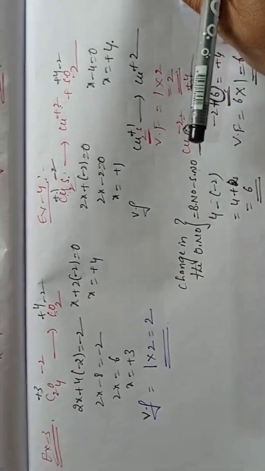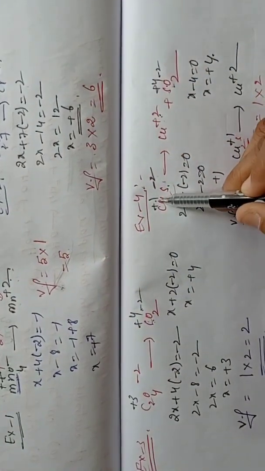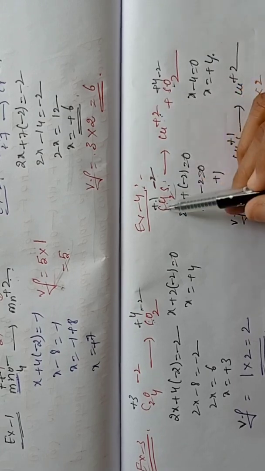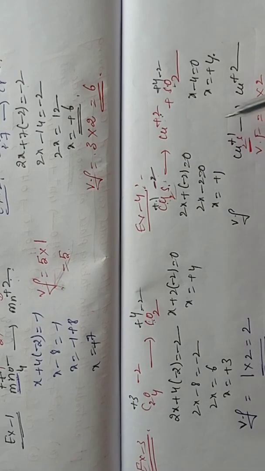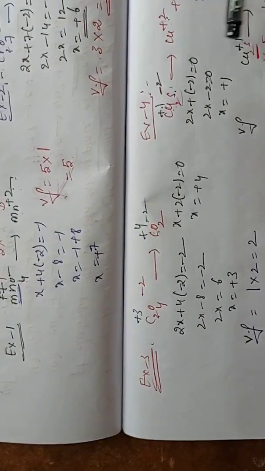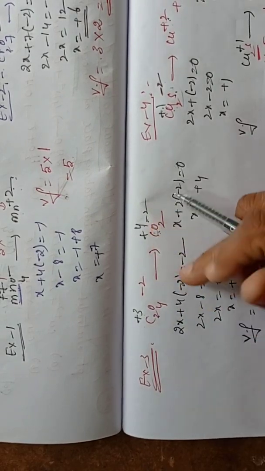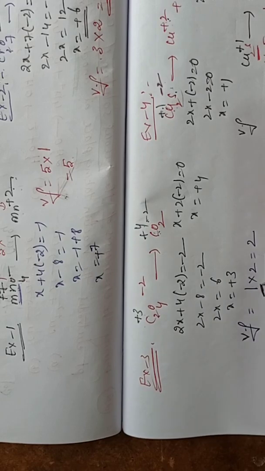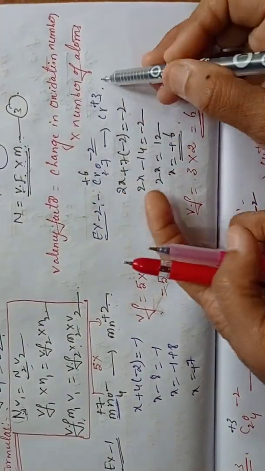See here, in these examples also you can calculate like that. Here copper is +1, here +2. Big number minus small number, 2 minus 1, so 1 is the change in the oxidation number, students. Now see here, how much change in the oxidation number? Here +3, here +4. 4 minus 3, 1 is the change in the oxidation number. Are you clear? In these examples also you can calculate like that only.